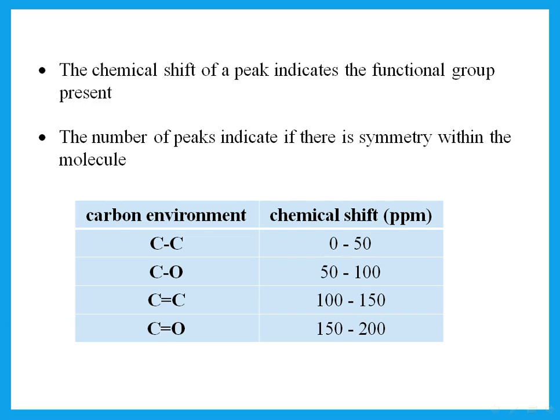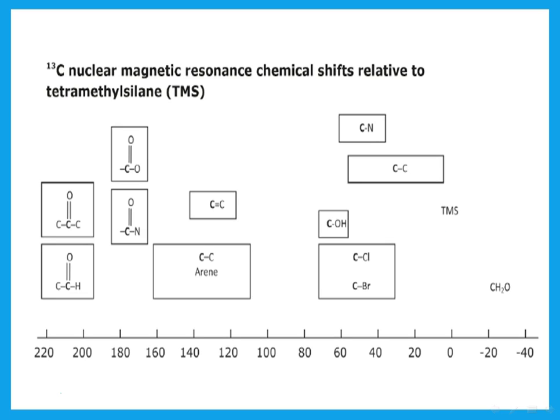So the chemical shift indicates the functional group. The peak for C single bond C is furthest to the right, from 0 to 50. Then, as we have a more electronegative element, the shifts become furthest to the left. So we have a shift for the C single bond O, a shift for the C double bond C, and a shift for the C double bond O. Again, you will have this in your data booklet. Please learn to use it. It gives you the position of the peaks for each of these functional groups. And again, all of these are relative to tetramethylsilane.